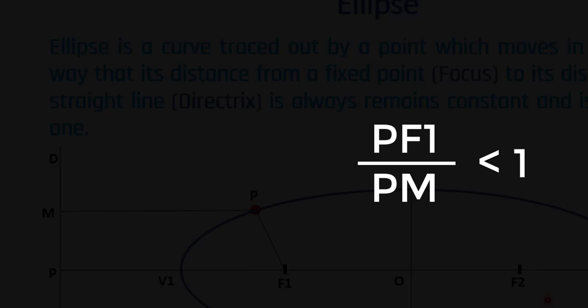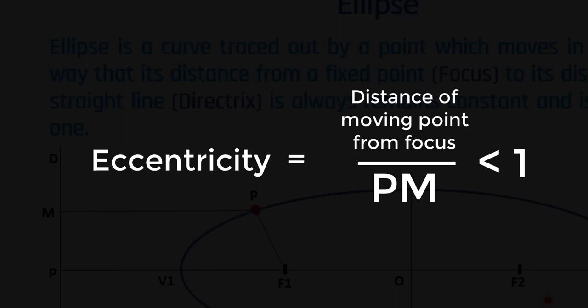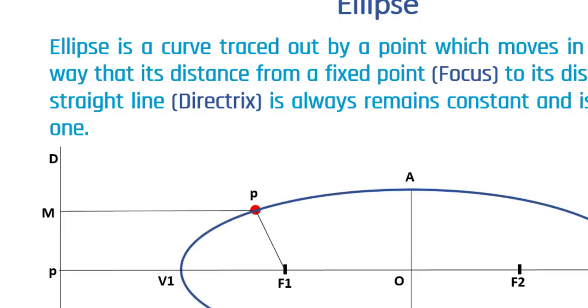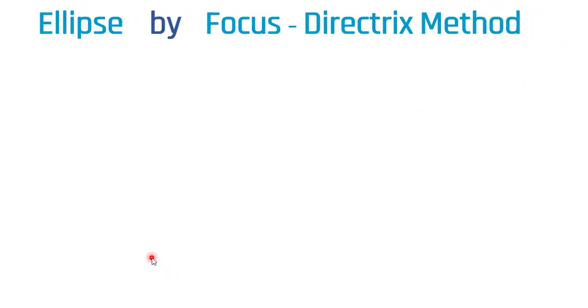So the definition of an eccentricity is it is the ratio of the distance of the moving point from the focus to its distance from the fixed straight line, that is directrix. And at the same time, we can define an ellipse as a curve having an eccentricity less than 1 and that always remains constant wherever the position of the point would be. So let's look at the focus directrix method to draw an ellipse.